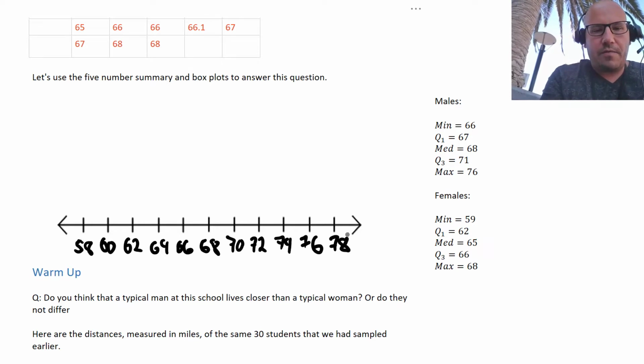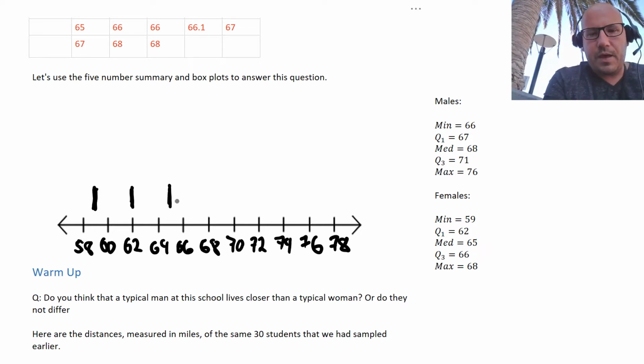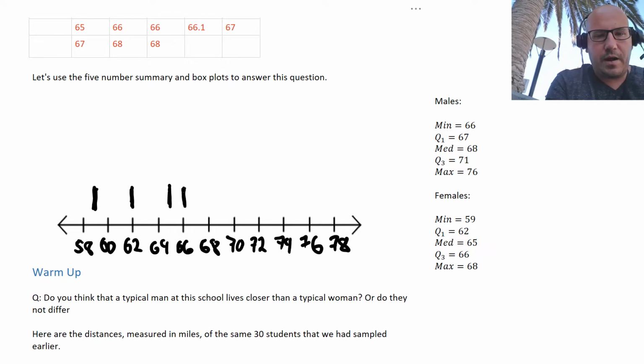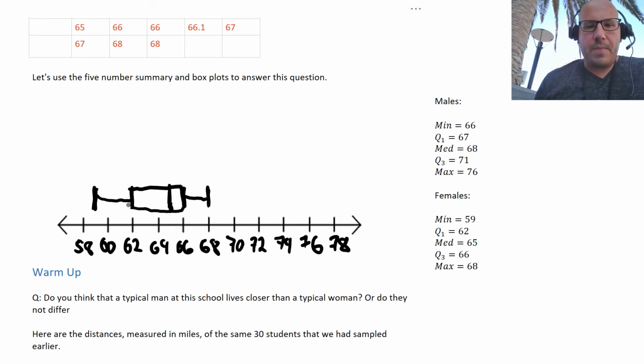I'm going to start off with the females and do their box plot first. So we go to 59 for the minimum. Then I'm going to have 62 for the first quartile, 65, which should be right about there, 66, which would be there, and 68, which would be the maximum. I box up the middle, from Q1 to Q3, and draw whiskers out to the edges, and there's our box plot for our women.